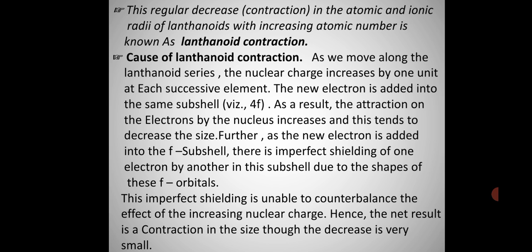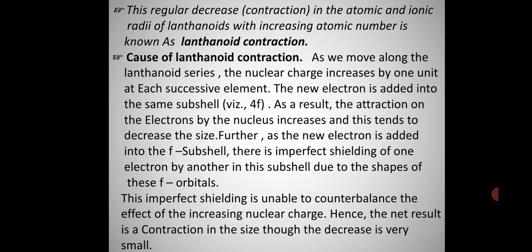Now, the imperfect shielding is unable to counterbalance the effect of the increasing nuclear charge, hence the net result is a contraction in the size, though the decrease is very small. It's not a large decrease; only a small contraction is taking place.